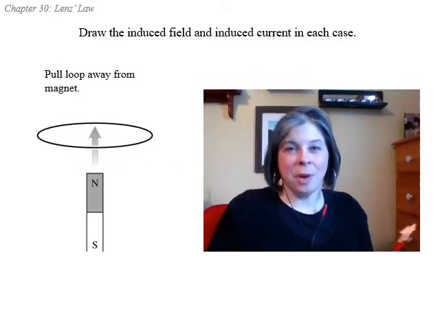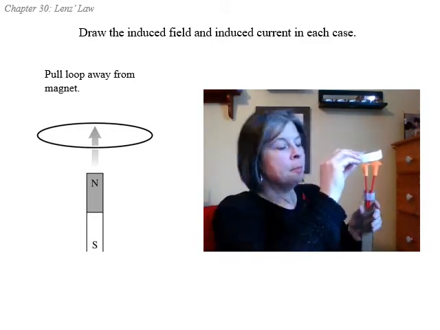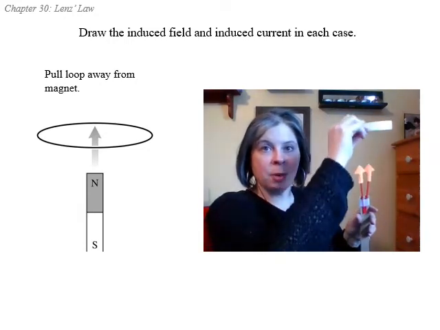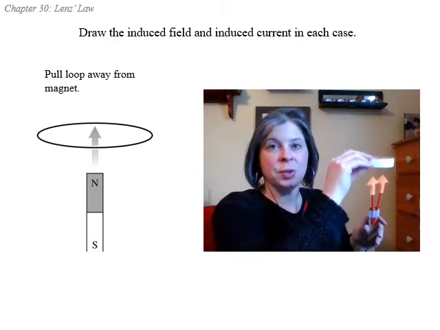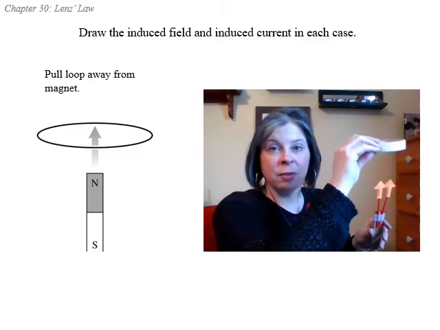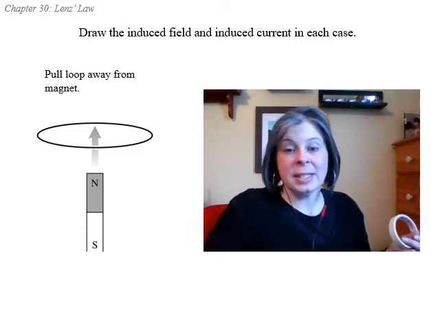Okay, I think we can probably do this one a little faster. Still have our loop and our magnet, but this time we're going to pull our loop away from the magnet. So we pull it up away. First thing you ask is that motion of the loop, what does that do to the field? We're getting further away from the magnet. There's a weaker field. Nature doesn't like the field getting weaker. It wants the field to stay strong.